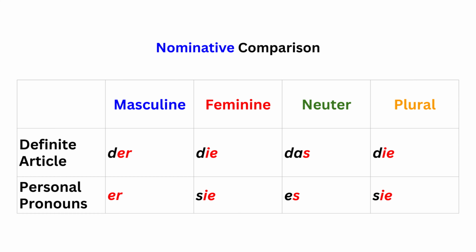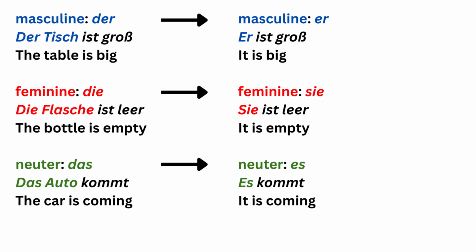If we compare the nominative forms of the definite article to the personal pronouns, we see the masculine, feminine, neuter, and plural pronouns each correspond to one of the articles. This correspondence is also evident in their endings. Der, er, die, sie, das, es, and again, die, sie. As in English, we can substitute nouns for personal pronouns. However, since objects get the personal pronoun it in English, but either er, sie, or es in German, the word it can have multiple translations.